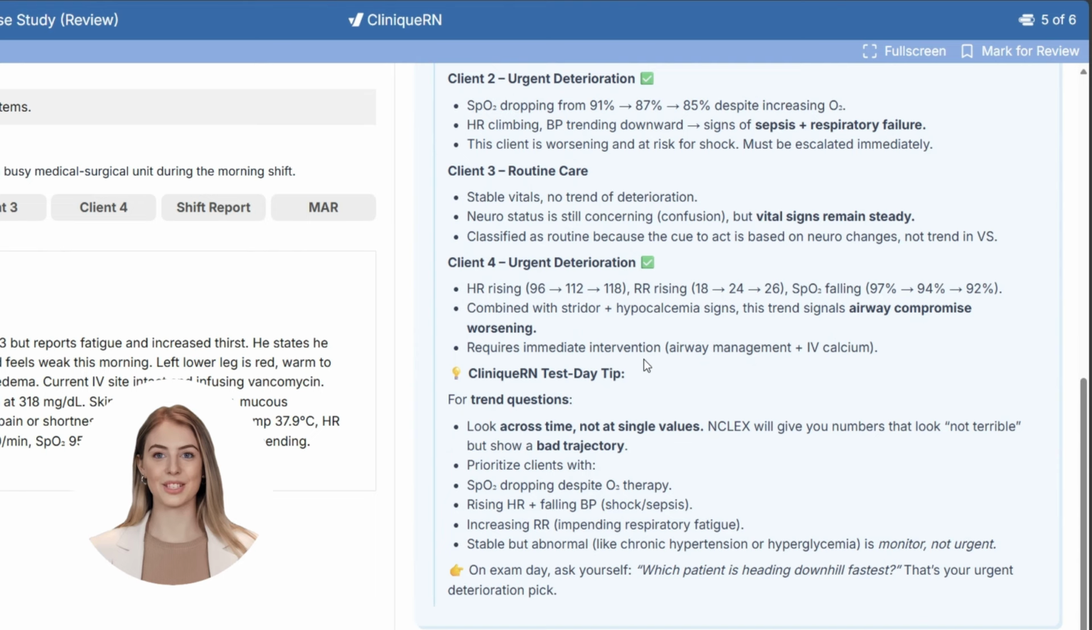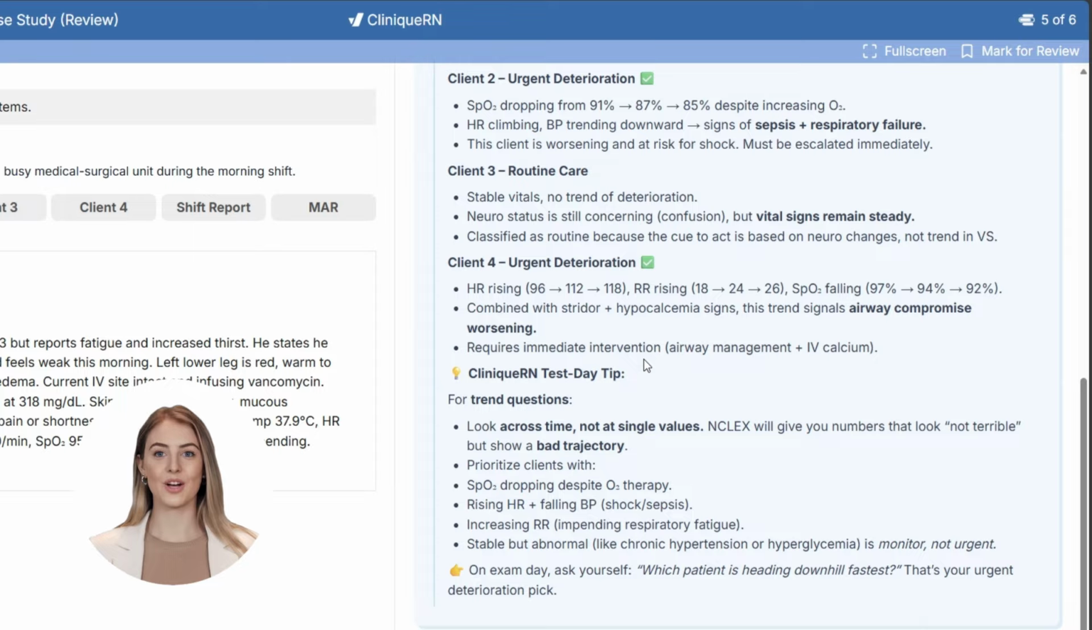Client 3, routine care. Stable vitals, no trend of deterioration. Neurostatus is still concerning, confusion, but vital signs remain steady. Classified as routine because the cue to act is based on neuro changes, not a trend in vital signs.